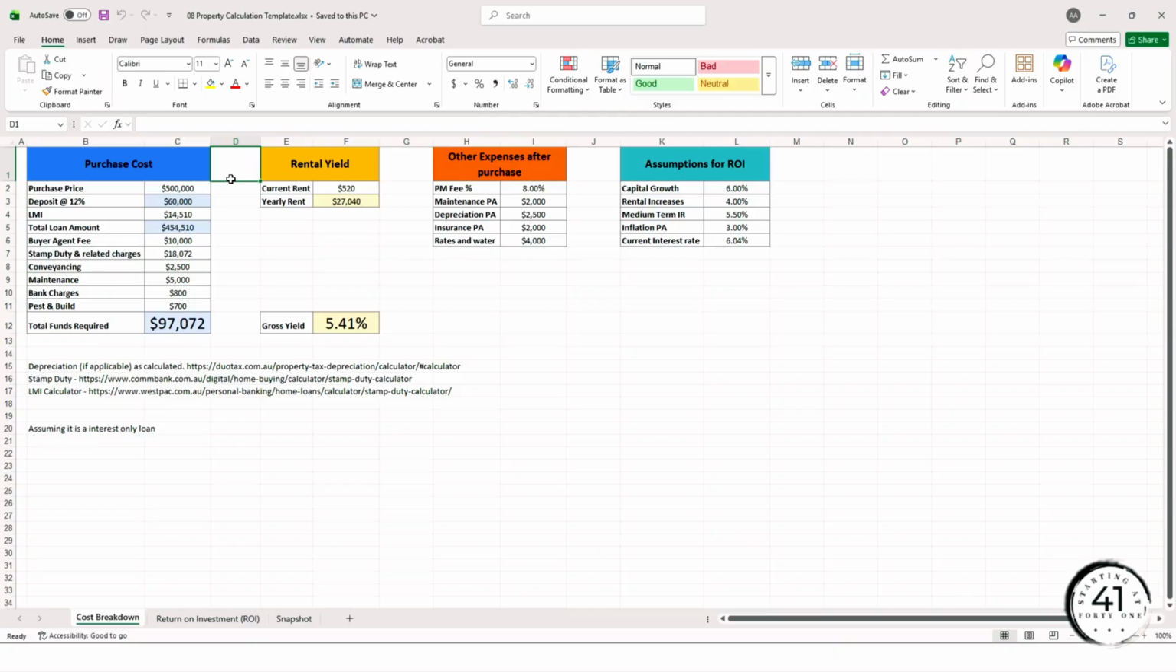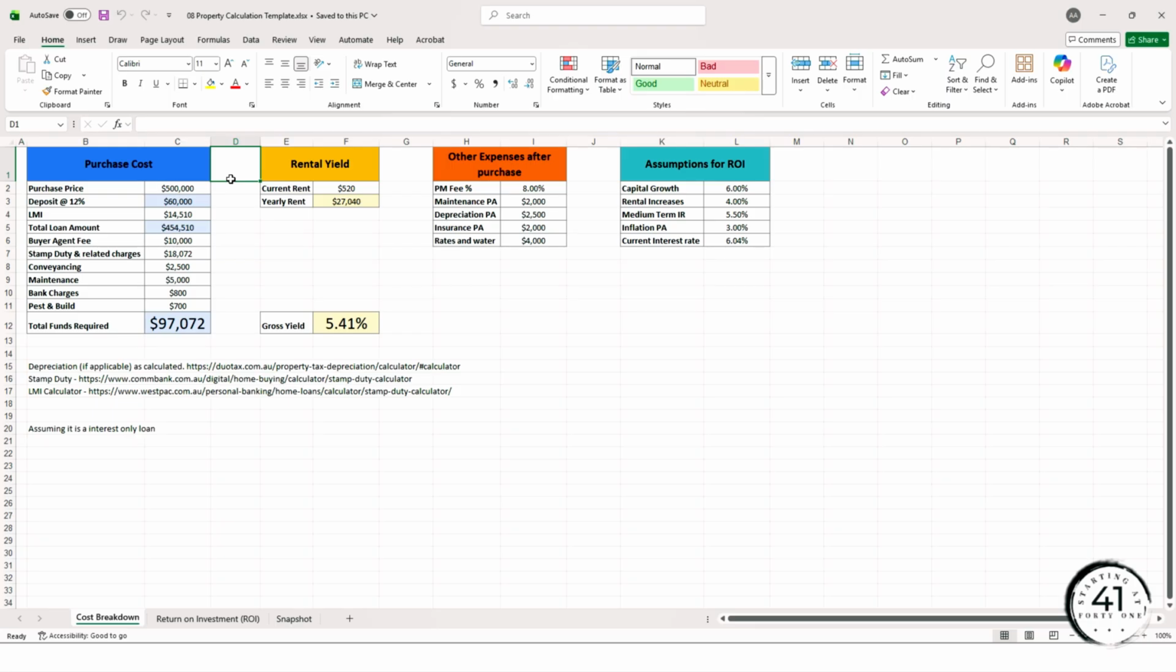Once you have identified a property, the first financial step is to know the real cost of the purchase, not just the advertised price. Let's jump back onto the screen where I'll explain this in a bit more detail. Now this is an Excel sheet which I have prepared, which will let you know how much rental yield you can expect from a property, and also how much money you need to purchase that property.